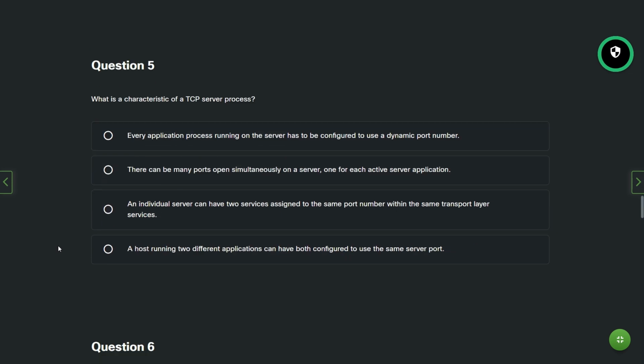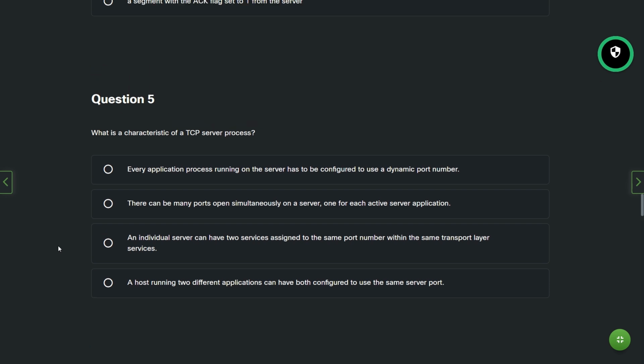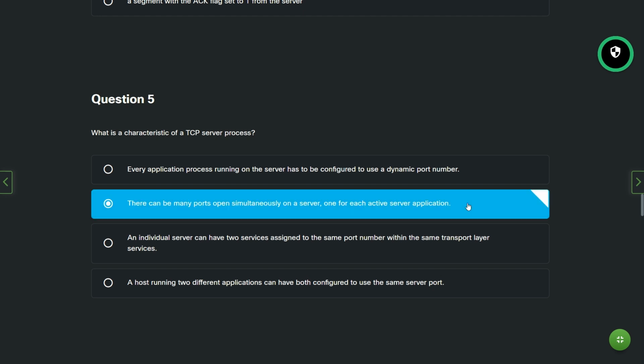What is a characteristic of a TCP server process? Every application process running on the server has to be configured to use dynamic port numbers. There can be many ports open simultaneously on a server, one for each active server application. An individual server can have two services assigned to the same port. No. A host running two different applications cannot have both configured to use the same server port. No.